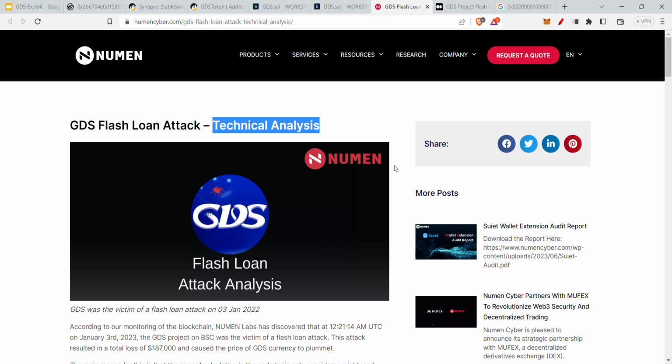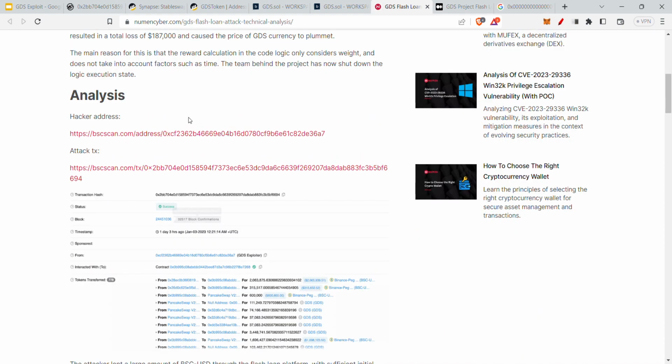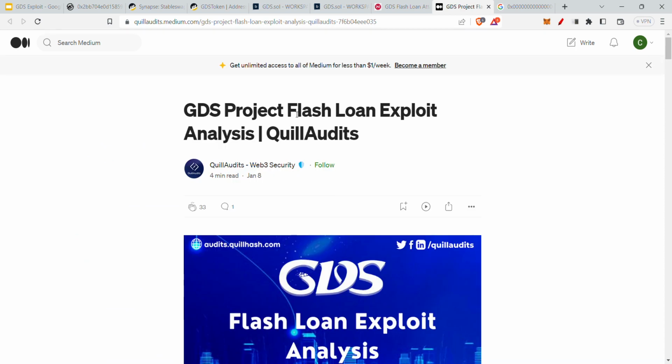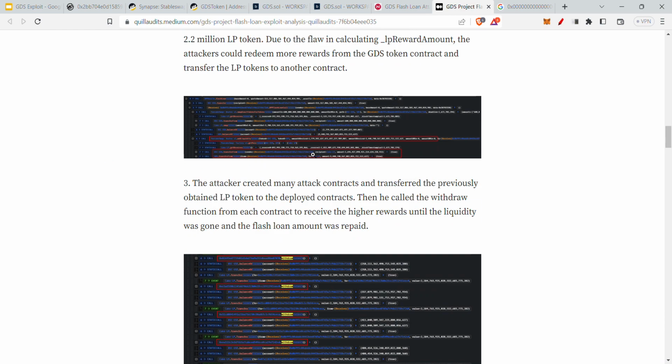For example, resources like this: after every attack, there will be a technical analysis or post-mortem, and then you'll be reading all this. And the same for another one by Quill Audits, just now was by Numen Cyber, and then you'll be reading all this.